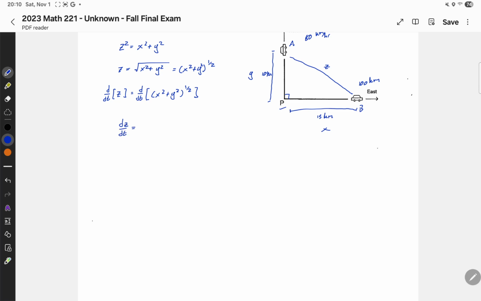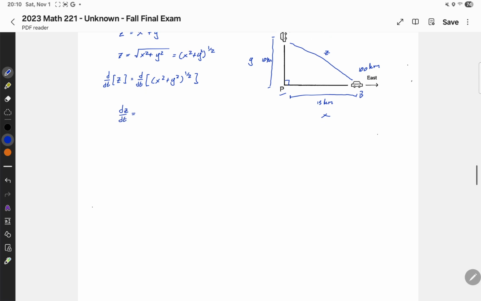And on this right side, we're going to need to use some chain rule. So what is the derivative of anything raised to the 1/2? Well, we can just use power rule. We bring that power down, we keep the inside the same, and we subtract 1 to make it minus 1/2. And then we have to multiply by the derivative of the inside with respect to t. So all that's going to be the derivative of x squared, that's going to be 2x times dx dt. And the derivative of y squared with respect to t is going to be 2y dy dt, just like that.